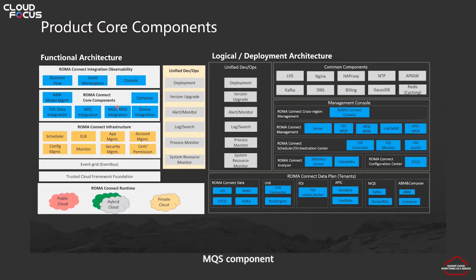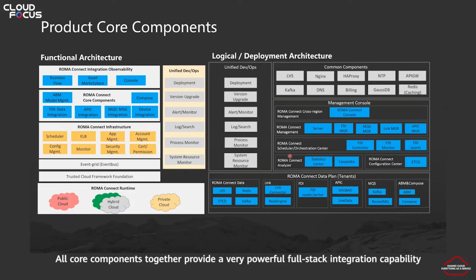NQS components. NQS handles messaging integrations in conjunction with the event-grid services. It actually provides the event-driven architectures for fast service and application integration within and across clouds. We also have a link components. Link components handles the integration for IoT devices and all other physical devices on the cloud or on-premise. All core components together provide a very powerful full-stack integration capability to help clients on addressing their different integration use cases and reduce overall integration time and cost.